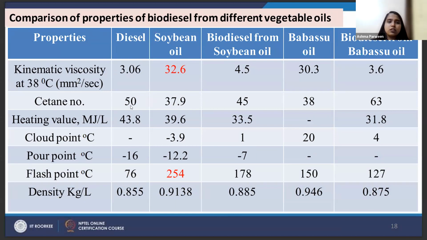Next is the comparison of properties of biodiesel from different vegetable oils. Different oils like diesel, soybean oil, biodiesel from soybean oil, Babassu oil, and biodiesel from Babassu oil are compared on the basis of kinematic viscosity, cetane number, heating value, cloud point, and other properties.